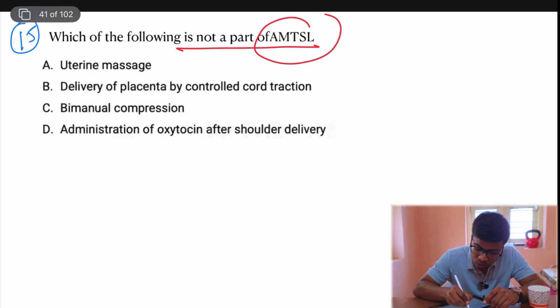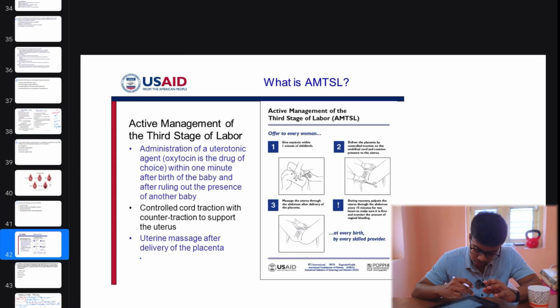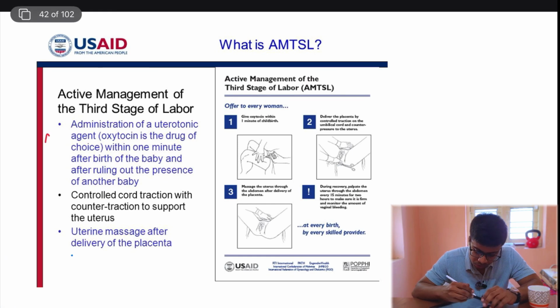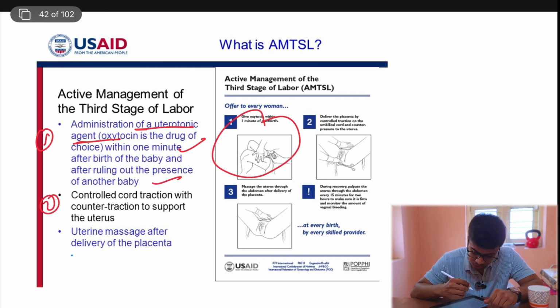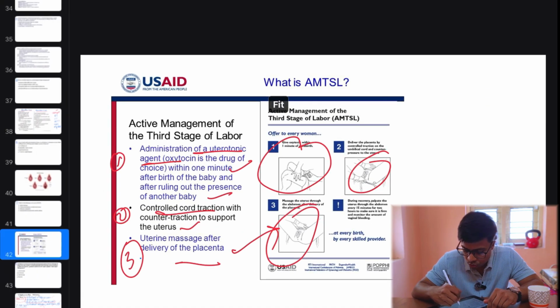Which of the following is not a part of AMTSL? This is a very, very high yield topic. Most of the time it's asked, so there's no need to get this MCQ wrong. Very, very easy. Before that, we should know this factual data. That is administration of uterotonic oxytocin within 1 minute after birth of the baby and ruling out the presence of another baby, shown here. Then controlled cord traction with countertraction to support the uterus, shown here. Third, uterine massage after delivery of placenta should be done, shown here.